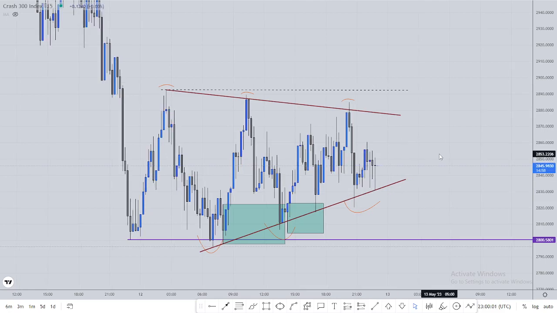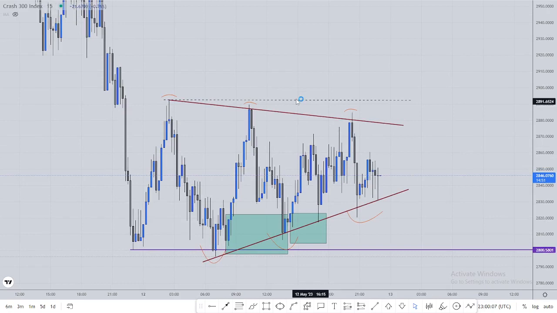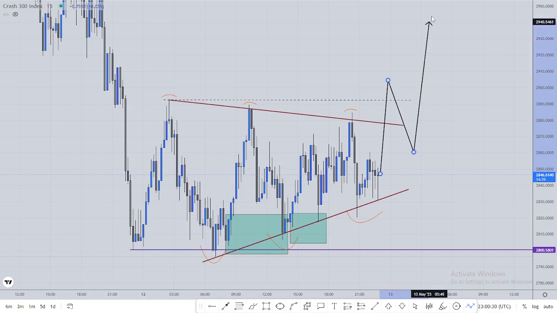Now with the break to the upside, we don't only expect the triangle to break, we're also looking forward to the change of character here. This is what I'm looking forward to. Once we break this, I'm confident to tell you that the buys can start to go higher to the next level. Where is the next level?